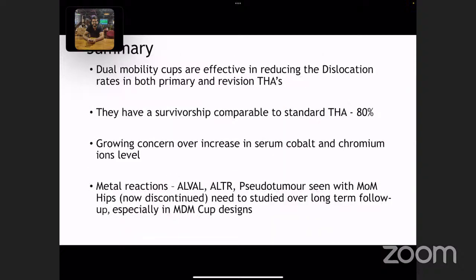In summary, dual mobility cups are effective in reducing the dislocation rates in both primary and revision total hip arthroplasties. They have survivorship comparable to that of standard implants. There is growing concern regarding the increase in the serum metal ion levels. Metal reactions such as ALTR and pseudotumor, which were earlier seen with the metal hips, need to be studied over the longer term, especially in the modular dual mobility designs.